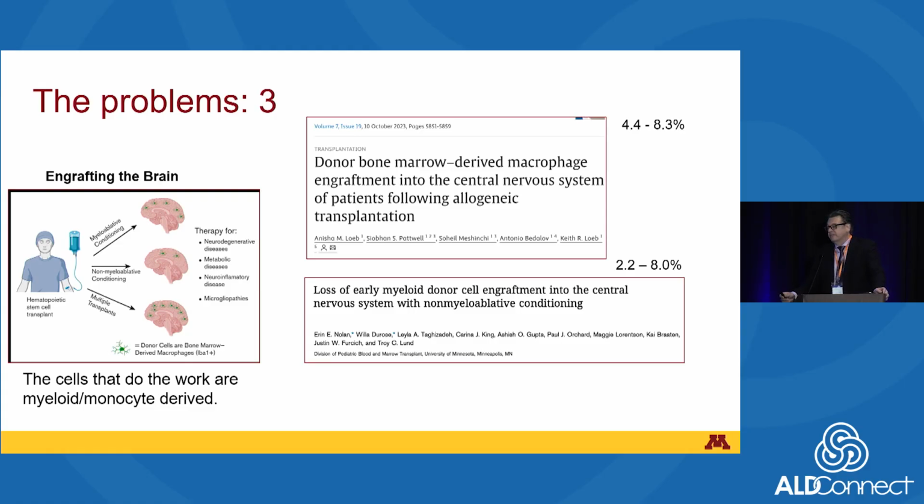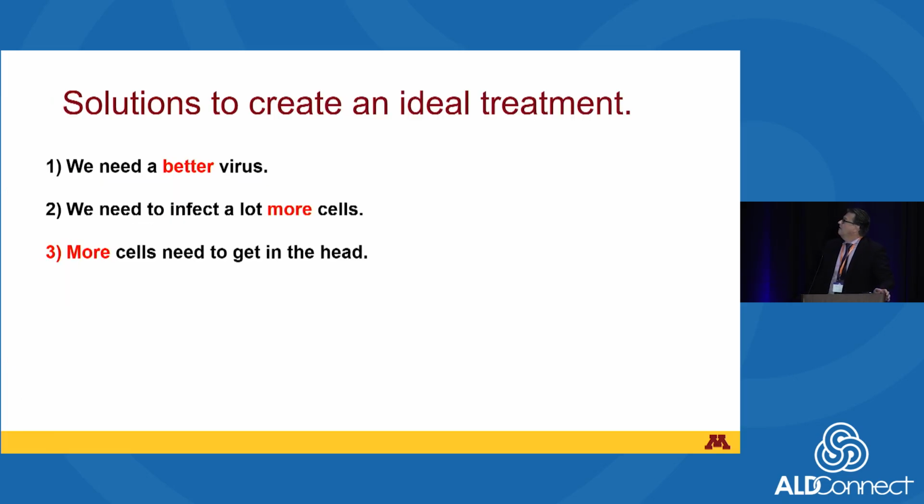So it's one of the first times where human and mouse experiments added up to the same thing. So that's the number we're dealing with. Probably not more than 8% of the cells are engrafted into the brain. All right, so what are the solutions to this? We need a better virus. We need to infect a lot more cells, and we need to get more cells into the head. And this is to create the most ideal form of therapy.